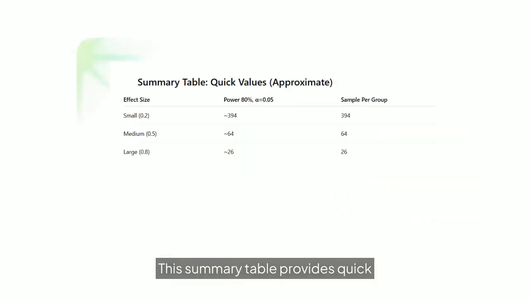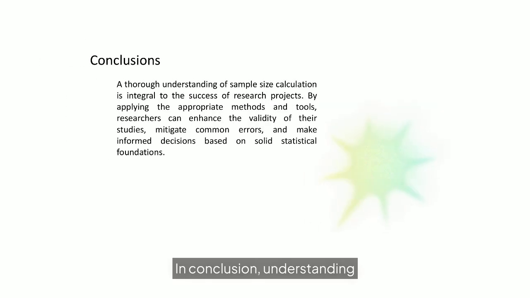This summary table provides quick values for sample sizes based on net effect size. With 80% power and a 0.05 significance level, it offers approximate sample sizes for small, medium, and large effects, aiding in efficient study planning. In conclusion, understanding sample size calculation is integral to research success.